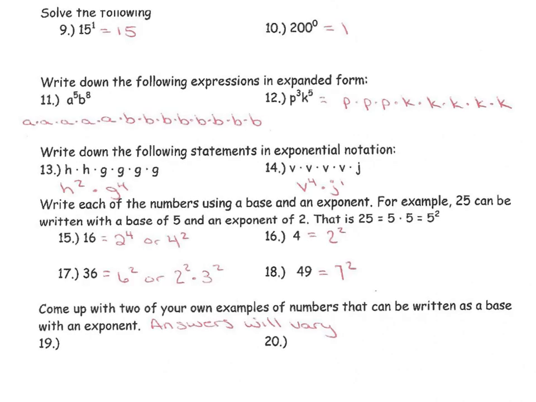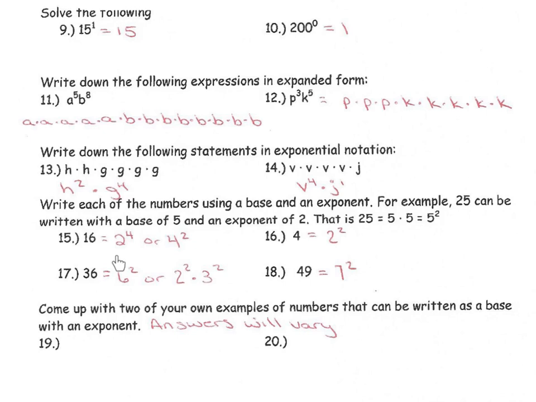And here are the answers to the following problems. Number 9, the answer is 15. Number 10, the answer is 1. Number 11, you should have 5 A's times 8 B's written. For number 12, you should have 3 P's written times 5 K's. Number 13, it should be h squared times g to the 4th. Number 14 should be v to the 4th times j, or j to the 1st.